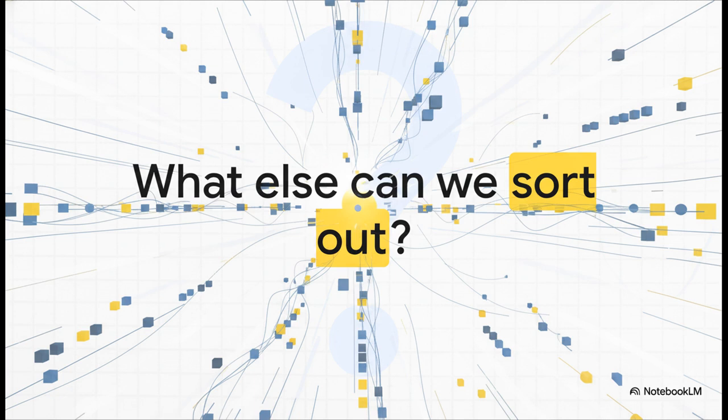Think about how this perfectly mirrors basic human problem solving. Next time you're overwhelmed by a chaotic situation, remember quicksort. Pick a pivot, divide the problem, and sort it out step by step.